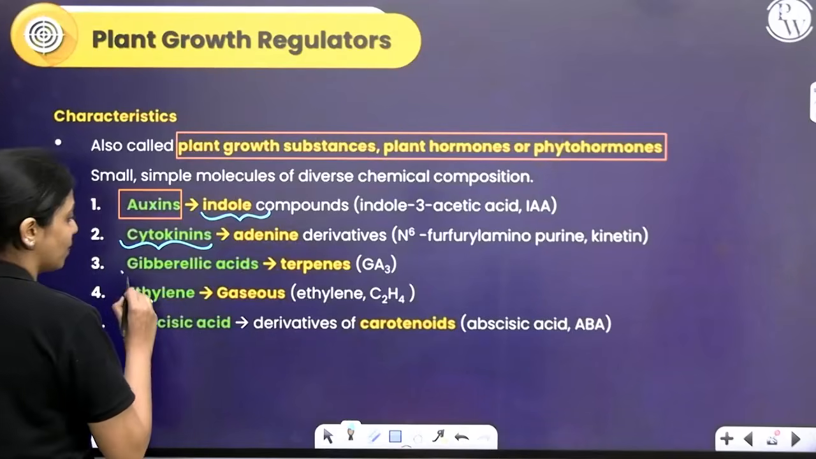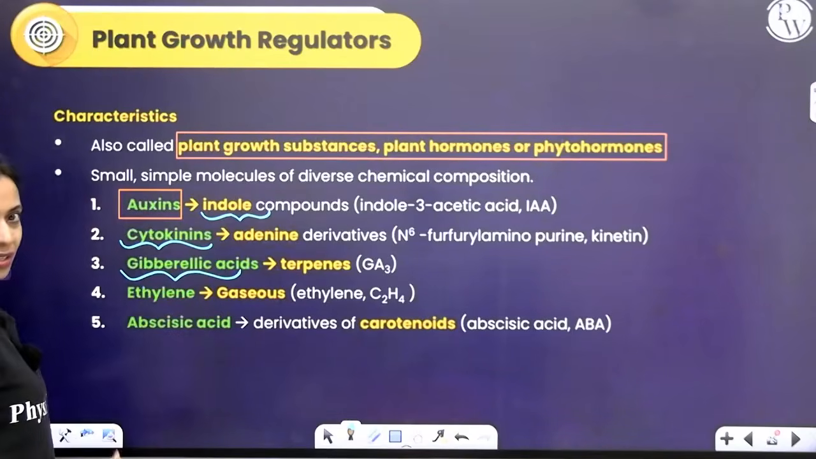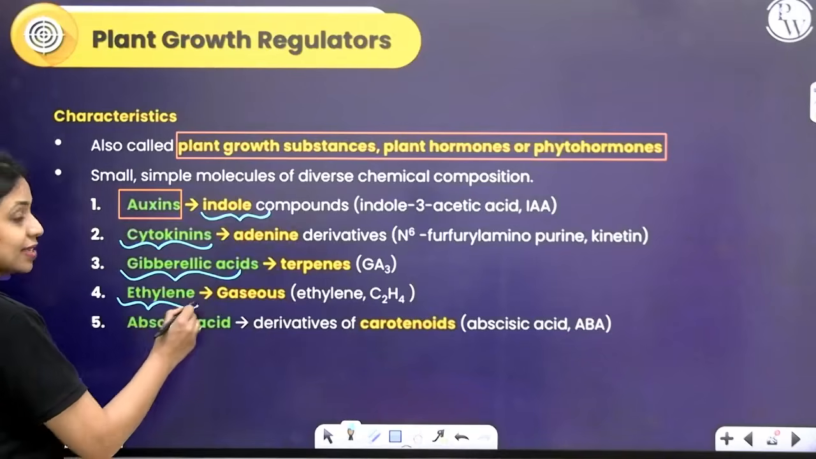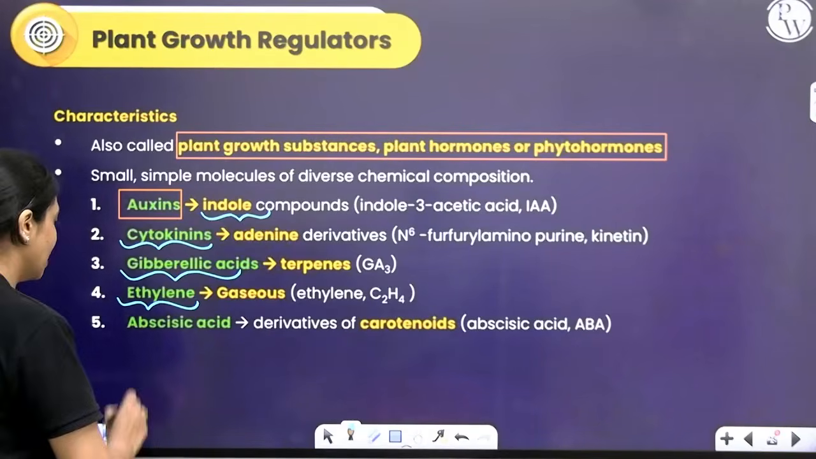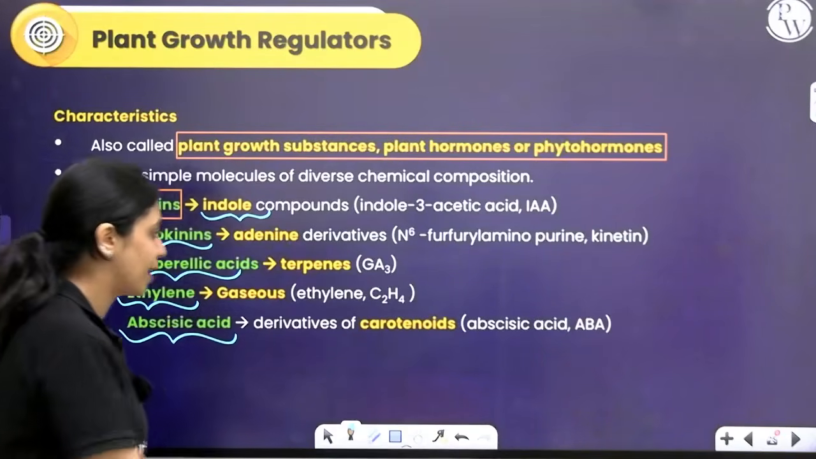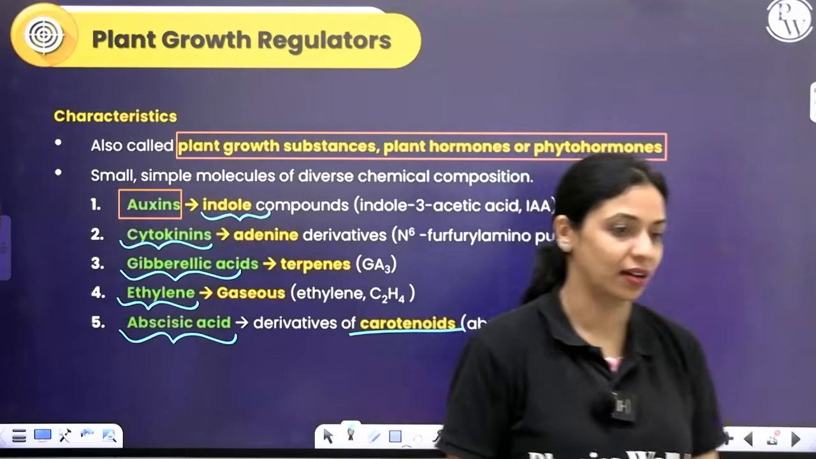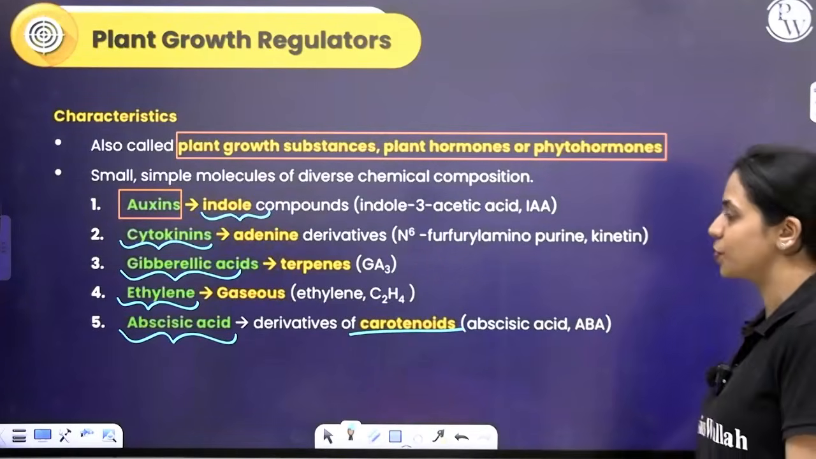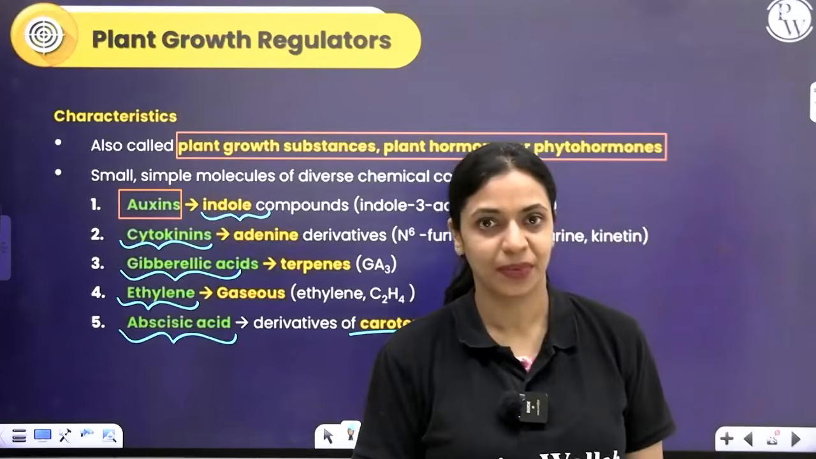Then gibberellic acid, we also call it gibberellins. They are terpene derivatives. Ethylene is a gaseous plant growth regulator. Abscisic acid is derived from carotenoids. You know what carotenoids are, right? They are pigments. So these are the different groups of chemicals. They are very diverse.